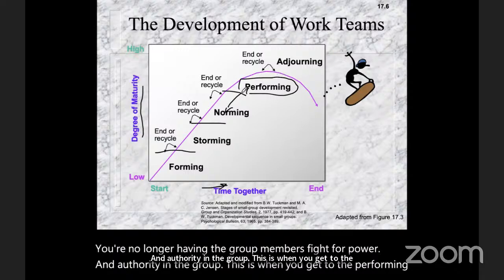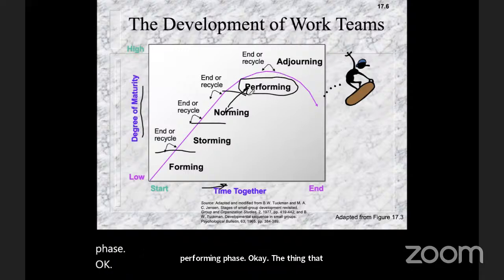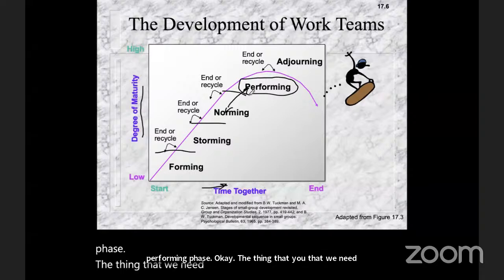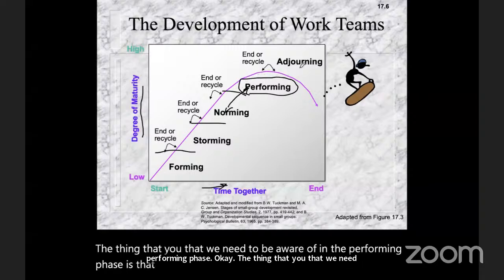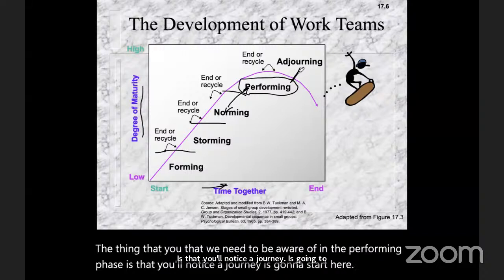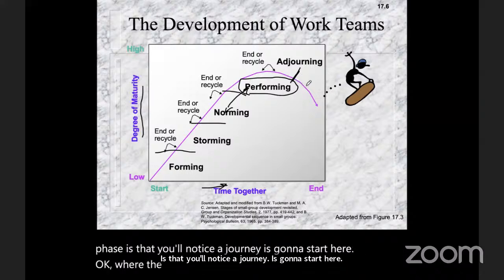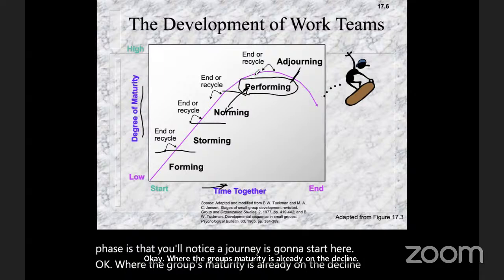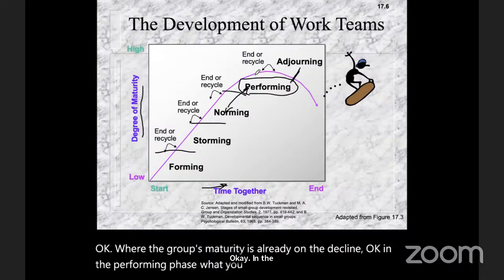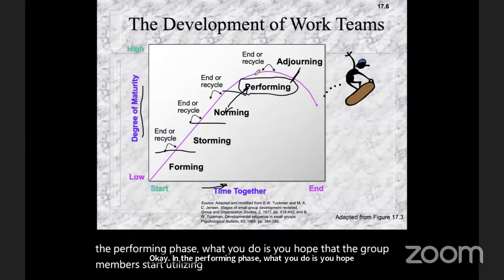Okay. The thing that we need to be aware of in the performing phase is that you'll notice adjourning is going to start here. Okay. Where the group's maturity is already on the decline. In the performing phase, what you hope is that the group members start utilizing the skills and the coping skills that they're learning in the group.